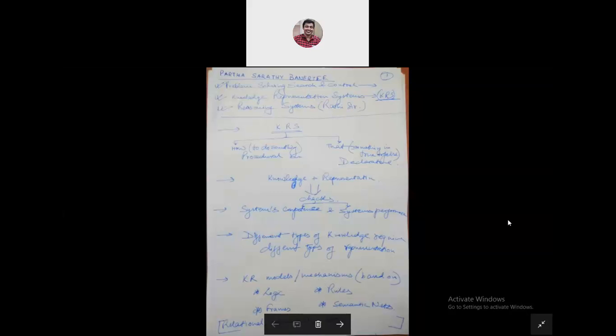Let me tell you, all these things are from our slides that are already with you. Right. Now, in all, I do have four models based on which I have made the segregation. That means logic, rules, frames, and semantics.